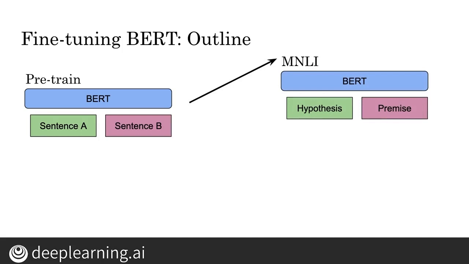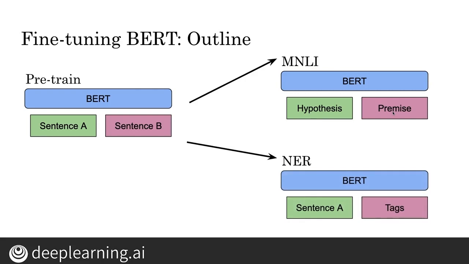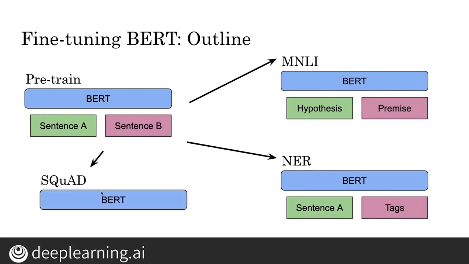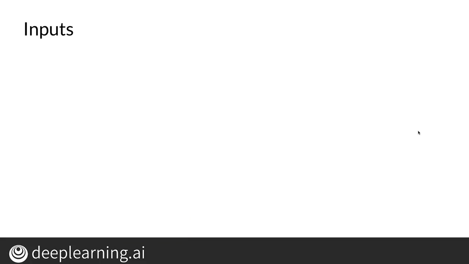So that's in pre-training. Now, if you want to go on to MNLI, a hypothesis and premise scenario, then instead of having sentence A and sentence B, you're going to feed in the hypothesis over here and the premise over here. For NER, you're going to feed in sentence A over here, and then the corresponding tags over here. For question answering, for example with SQuAD, you'll have your question over here, and then your answer over here.